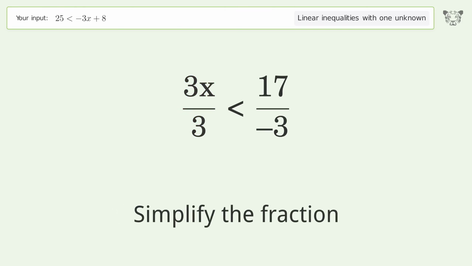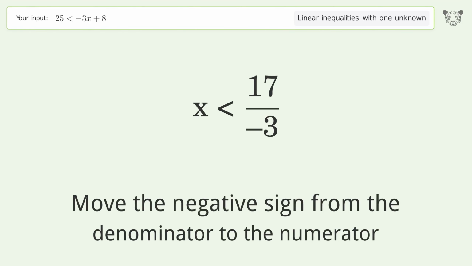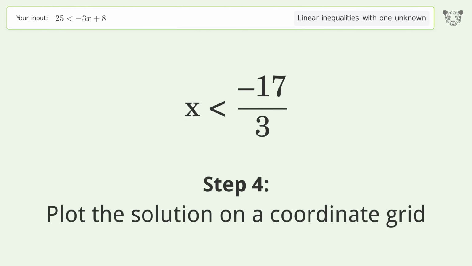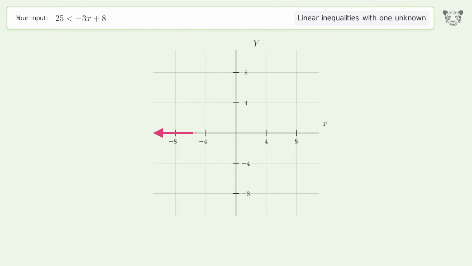Simplify the fraction. Move the negative sign from the denominator to the numerator. Plot the solution on a coordinate grid. And so the final result is x smaller than -17/3 smaller than -52/3.